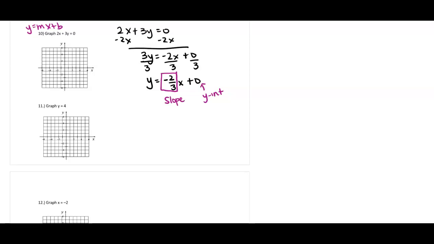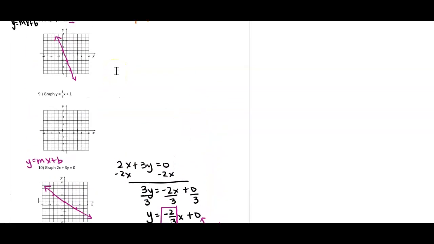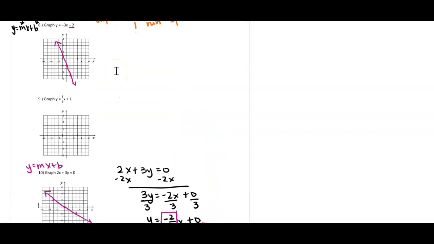Remember, slope doesn't include the x. It's just the number in front of the x. So on this one, I'm going to start at 0, 0, and then from there, I'm going to go down 2, and then right 3, or I could go up 2 and left 3. And that still is the same line. Okay, that's what that line would look like. Questions on either of those? How to graph those lines?